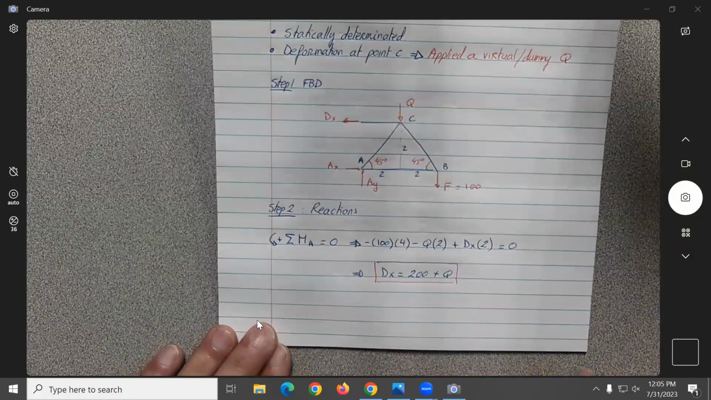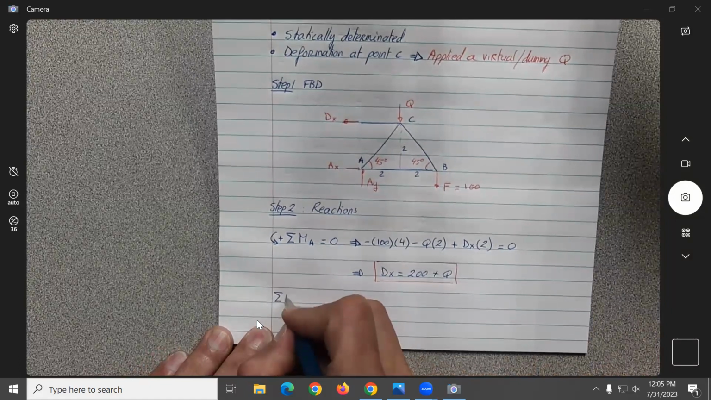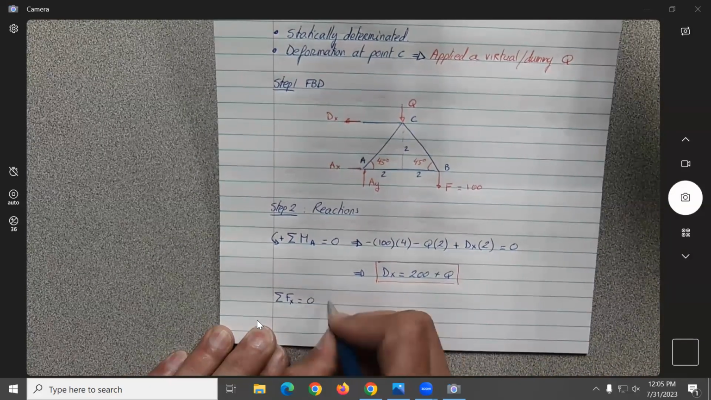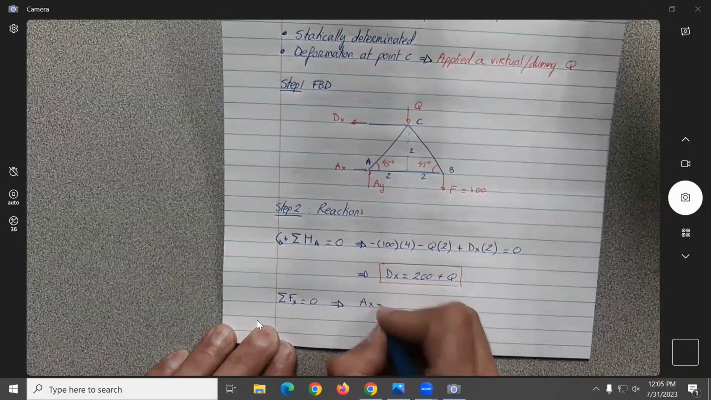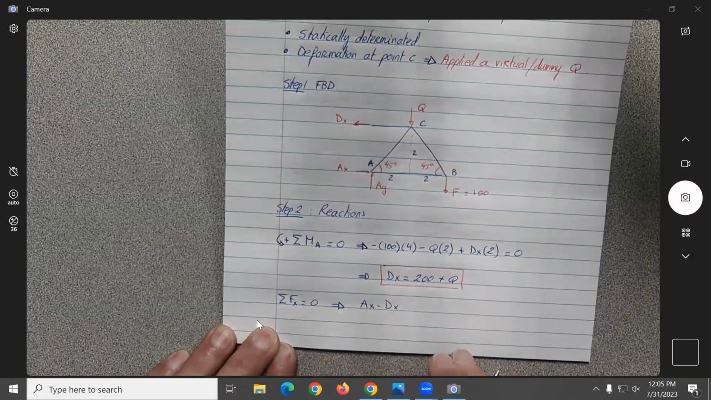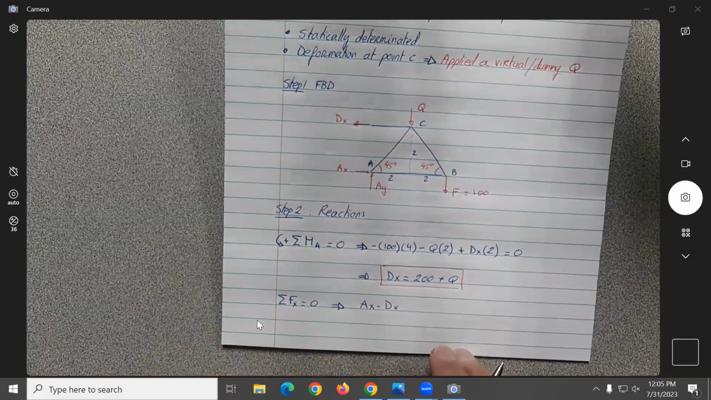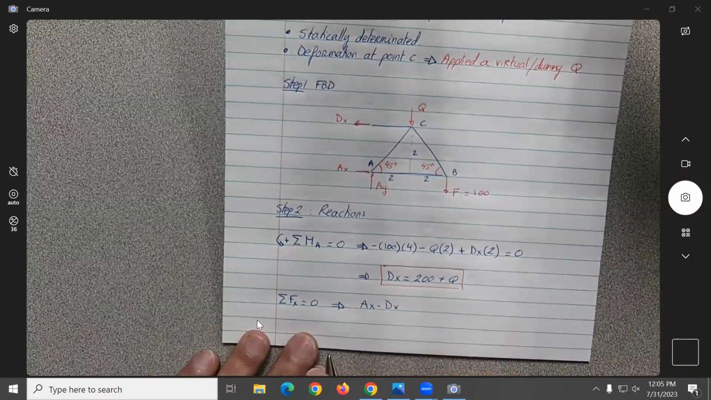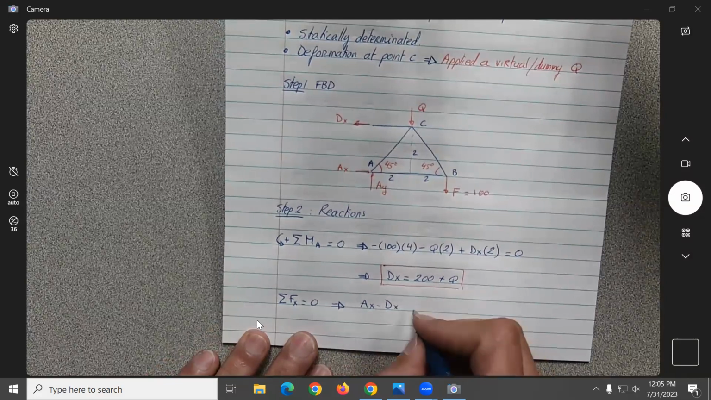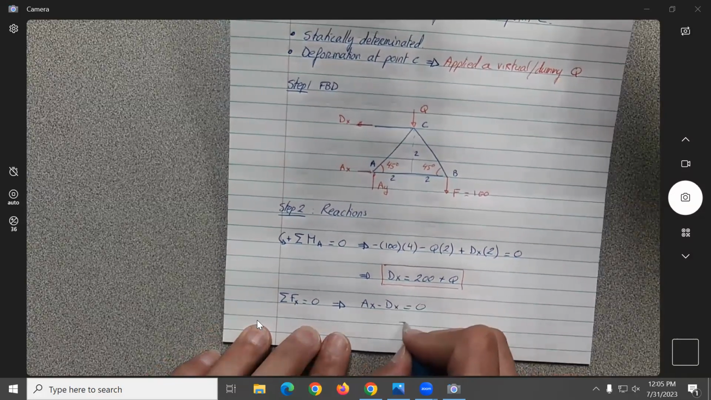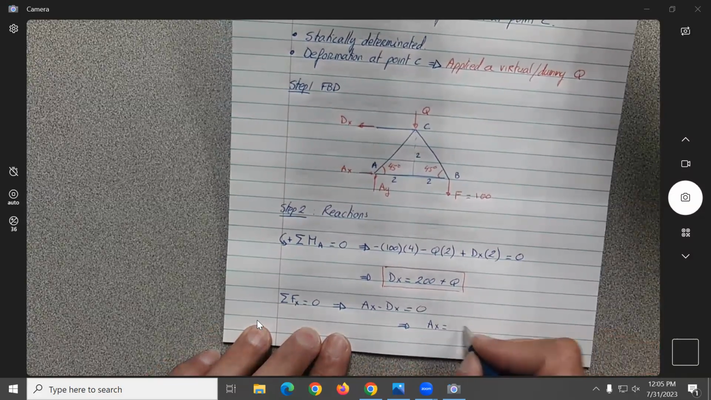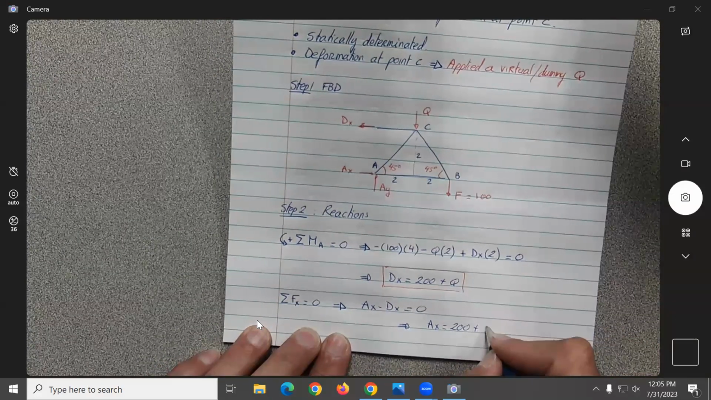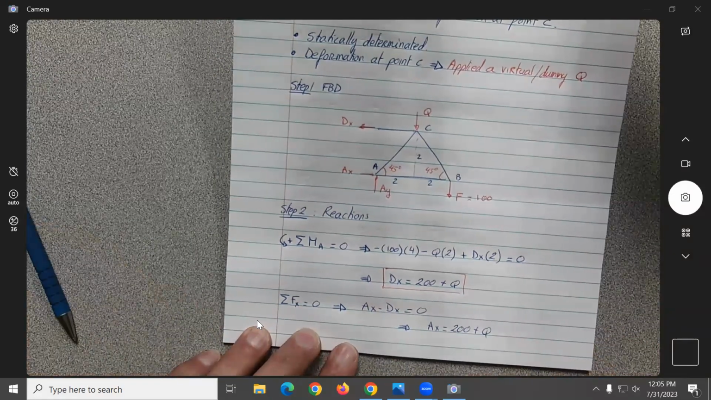Okay, this is statics, okay? Then we do summation of forces, let's say on the x equal to 0. So this will give you what? Ax minus dx, and that's it, no? Equal to 0. So this will give you Ax equal to 200 plus Q.